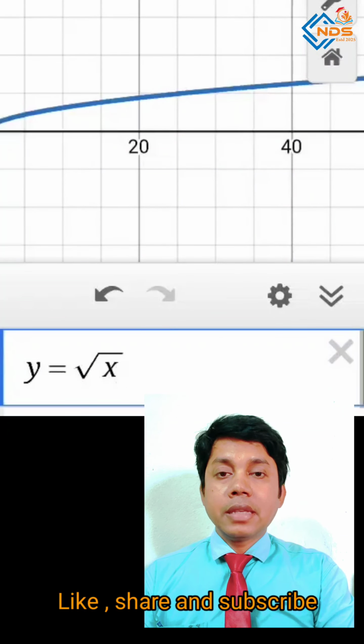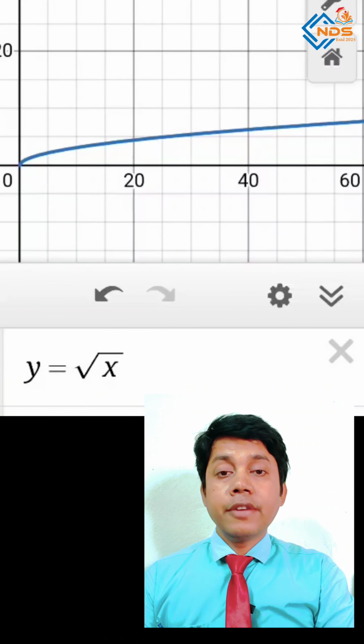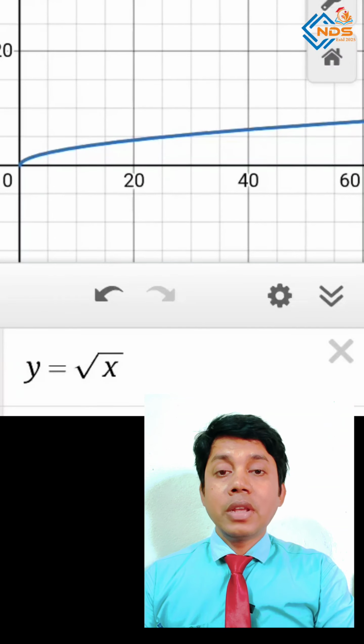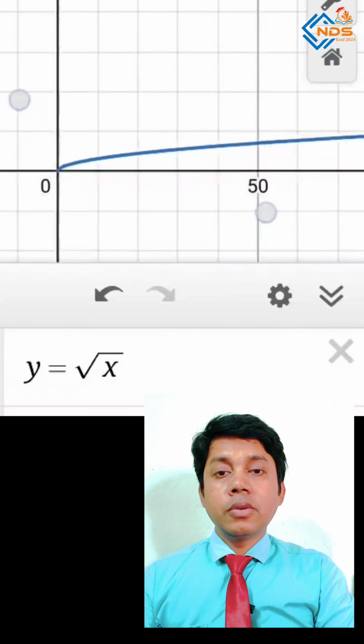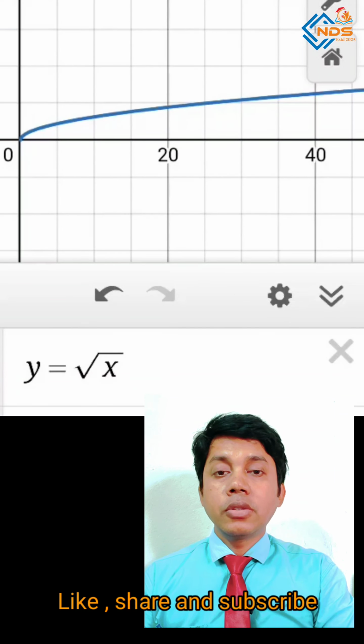But if you see the graph for y is equal to root over x, you will see that the graph is only on one side of the x-axis, that is above the x-axis, which clearly shows that y has got only positive values, it has no negative values. So that's actually what the difference is.